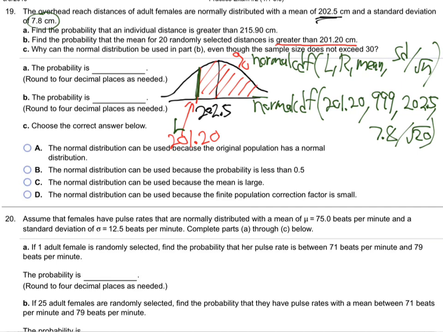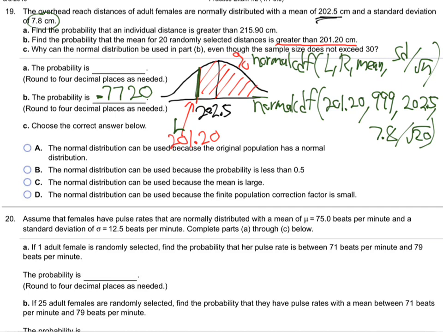Is it 0.7719? Anybody else getting that? 20. What's that? 20. 20? Yeah, 7720. Oh, it rounds, okay. 7720 sounds like that's the number. More than 50%, like we expected. And they say, choose the correct answer.